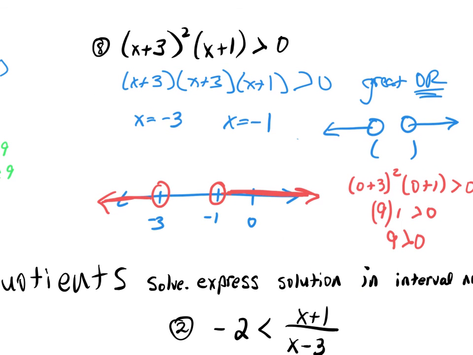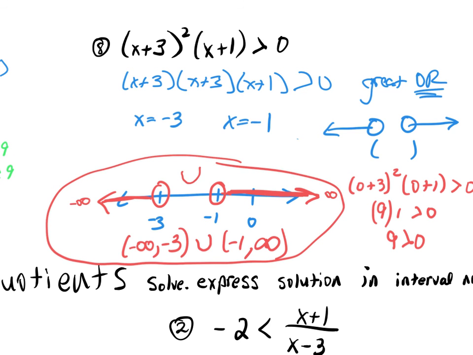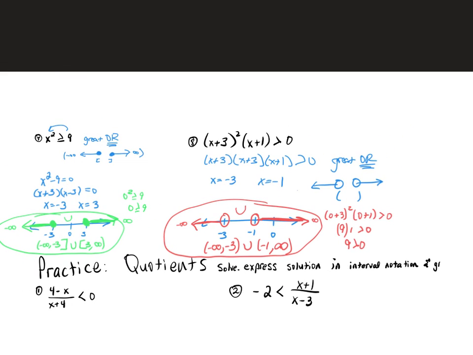So our interval notation, remember, negative infinity is over here, positive infinity is here. We read from left to right, and this is the gap. Where's my union? So I have negative infinity to negative 3 and a parenthesis because my dot is open. Union, negative 1 to infinity. And there's our answer.